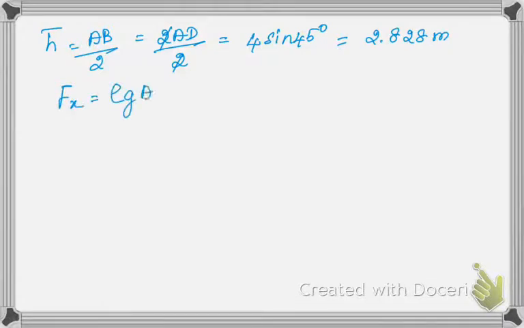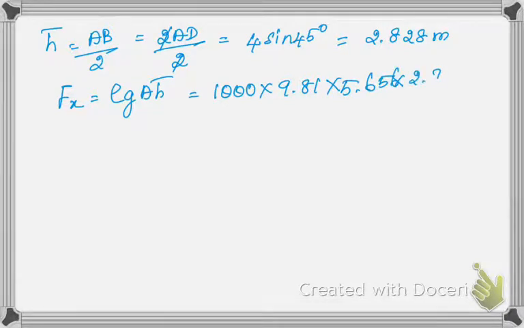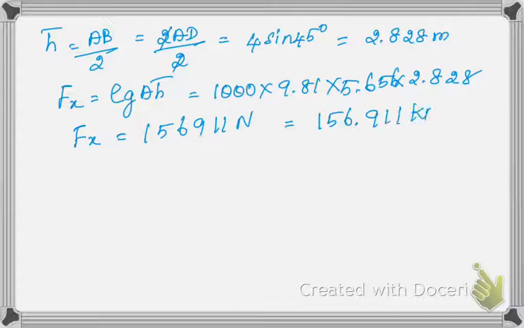So my Fx value will be equal to rho g A h bar, which is equal to 1000 into 9.81 into the area 5.656 into 2.828. So my Fx value will be equal to 156911 Newton. This can be written as 156.911 kilo Newton. Next we have to find our vertical component.